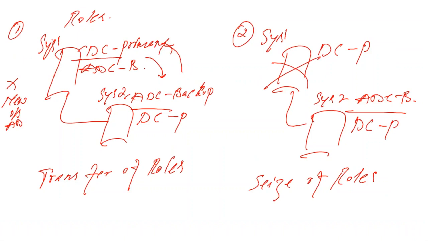When both DC and ADC are working and we want to down the DC manually as an admin, before downing we have to transfer the roles from DC to ADC. So ADC will act as a DC.